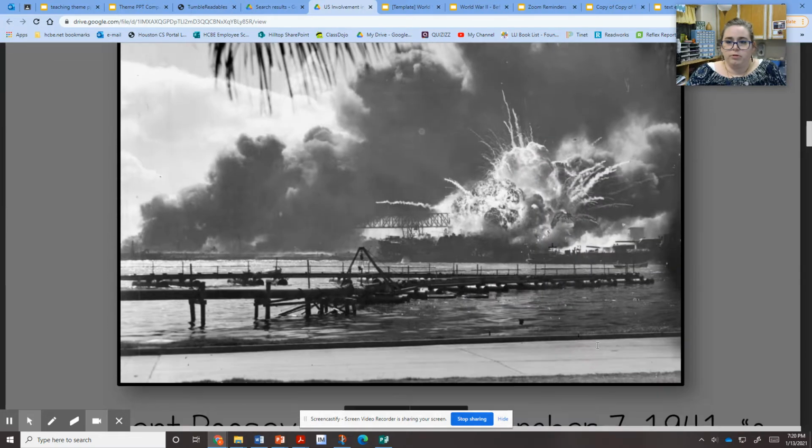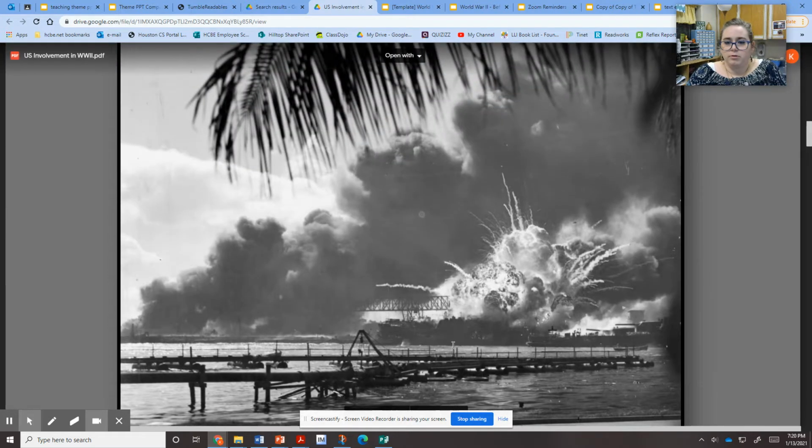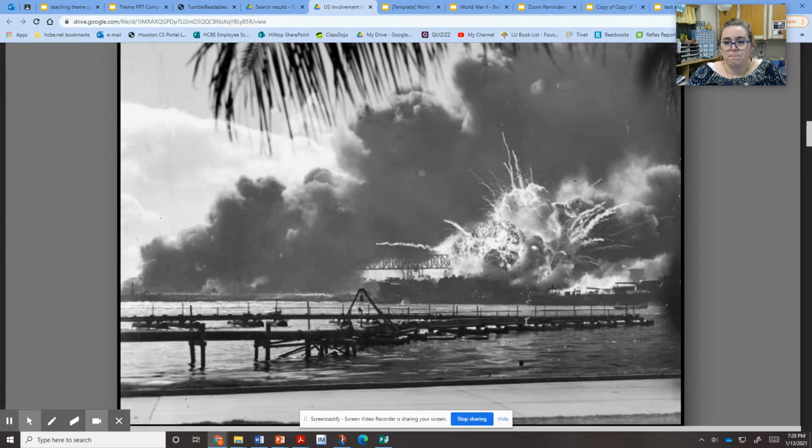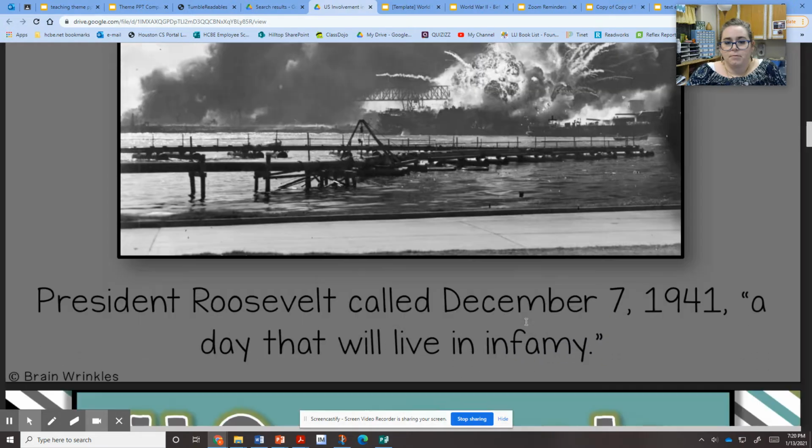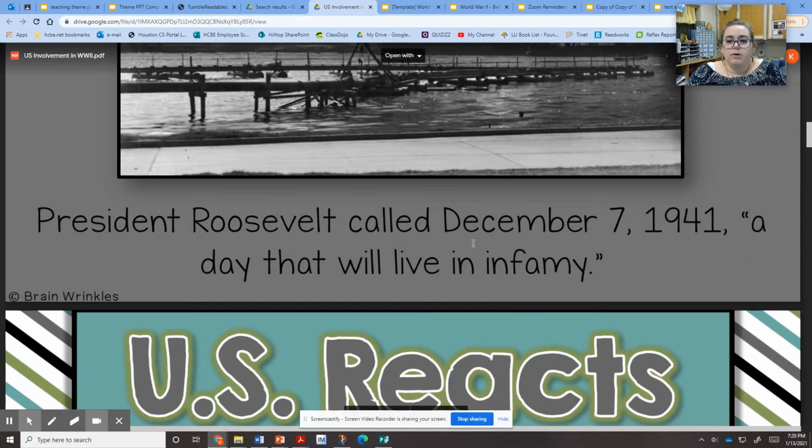Here's another picture of some bombs dropping in Pearl Harbor. There's the USS Arizona. President Roosevelt called December 7th, 1941, a day that will live in infamy.